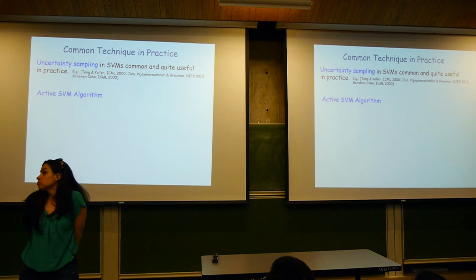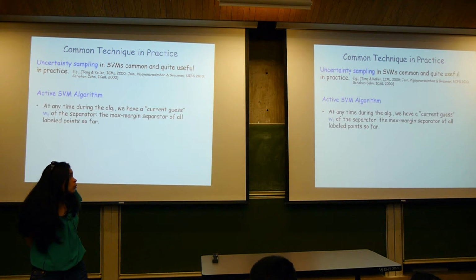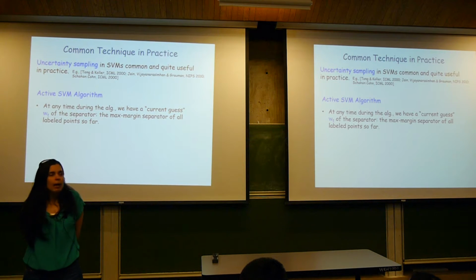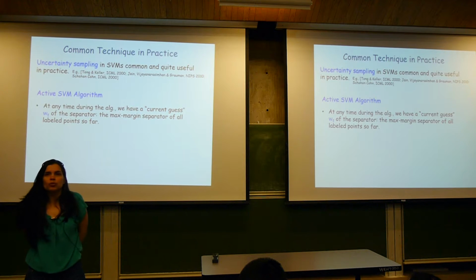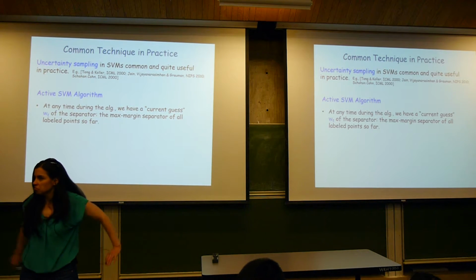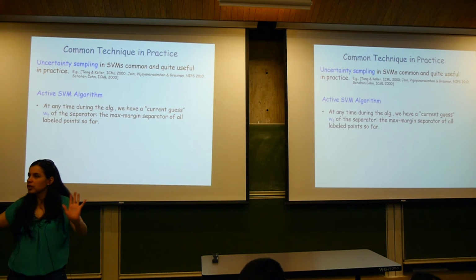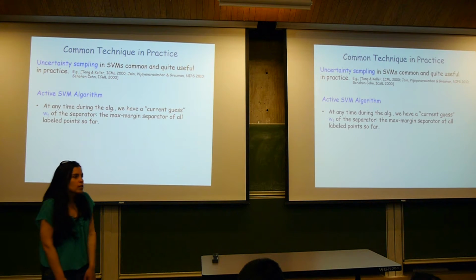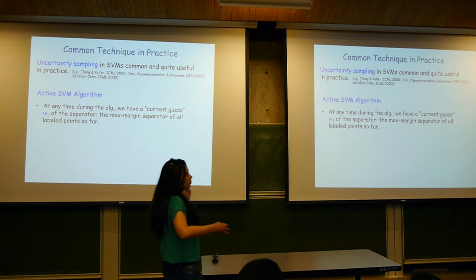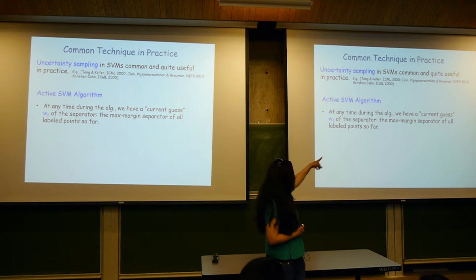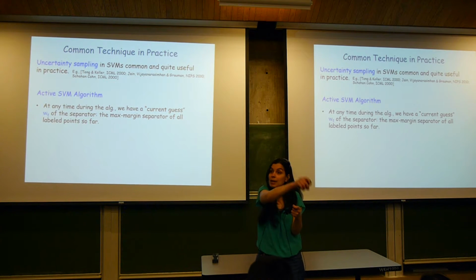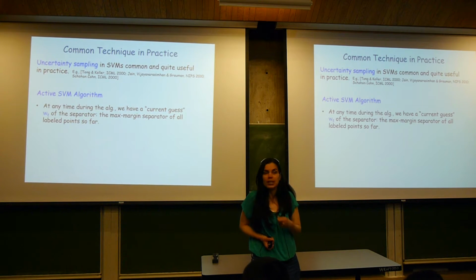It's very natural. You proceed in rounds. The same description works both for selective sampling and batch; the same algorithm applies. Somewhere in the algorithm, I have a current guess of the target function, which in this specific algorithm is the maximum margin separator on all the labeled examples I've seen so far. That's what SVM does.